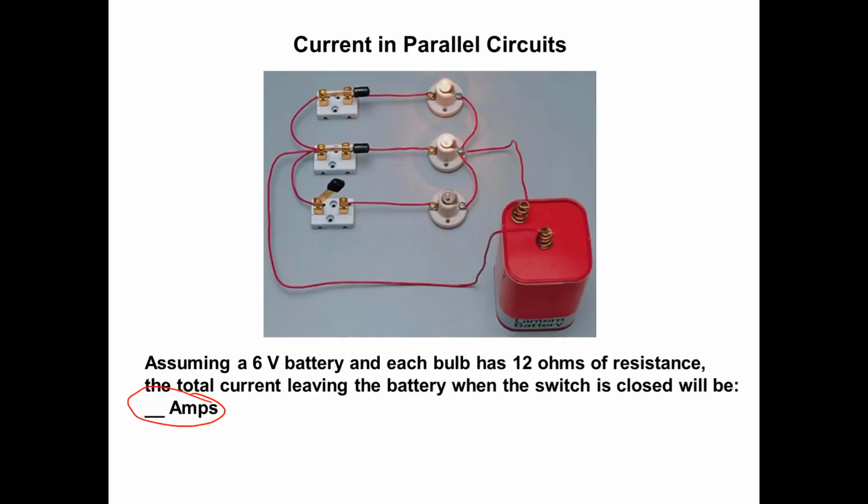A bit of a hint here if you haven't paused it yet. Remember that Ohm's law applies for the entire circuit and for each element individually. We already know that the current going through this branch is equal to 6 volts divided by 12 ohms. I'll tell you that the current through this branch is 0.5 amps, similar to this branch as well, 0.5 amps. Take a few more moments and see if you can figure out what the total current leaving the battery is.